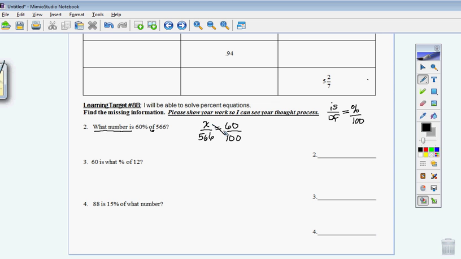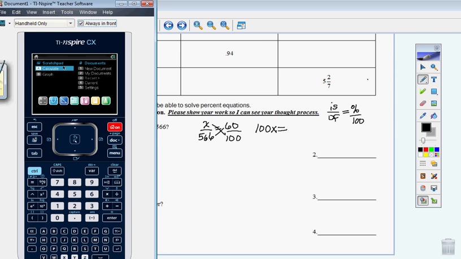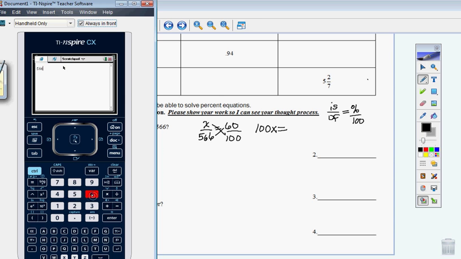Okay, so now I've got this proportion that I'm going to cross multiply, and as you can see, I'm going to get 100x equals 566 times 60. Basically when we do that, we just type it in our calculator. 566 times 60, and we get our answer of 33,960.